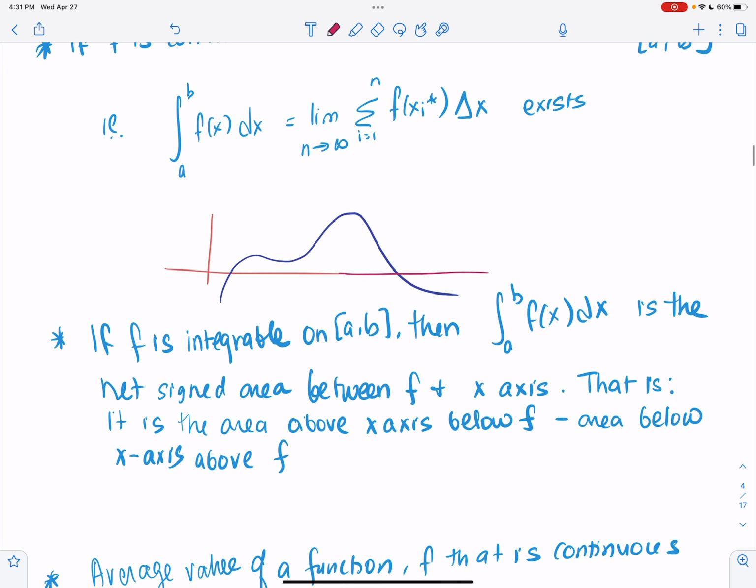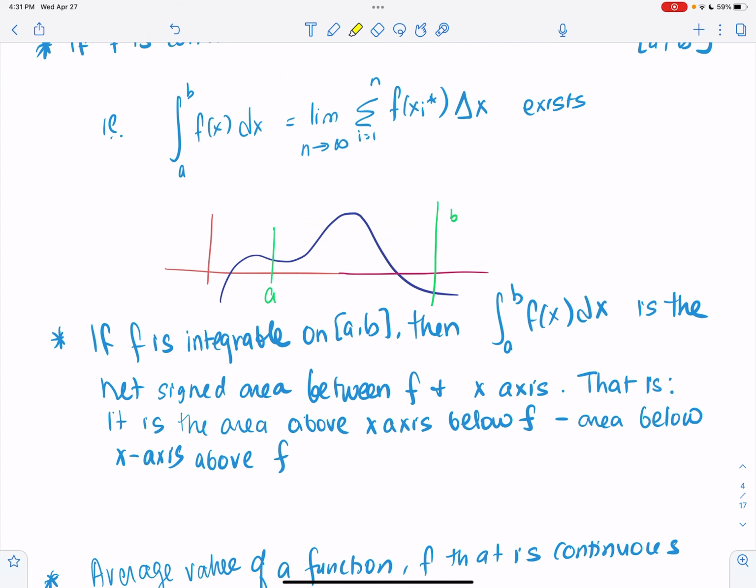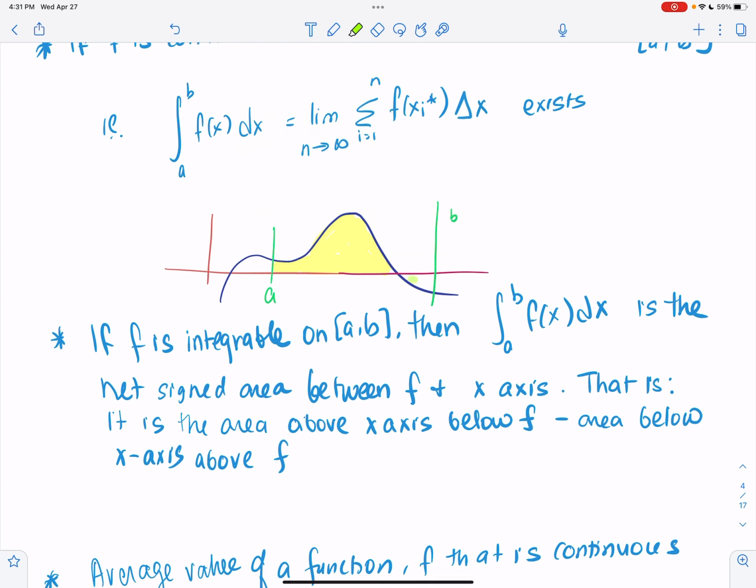And you have x equals a and x equals b. What is the integral from a to b going to give you? It's going to give you this yellow area. That's the area under f above the x-axis, minus this green area. That's the area under the x-axis above f.